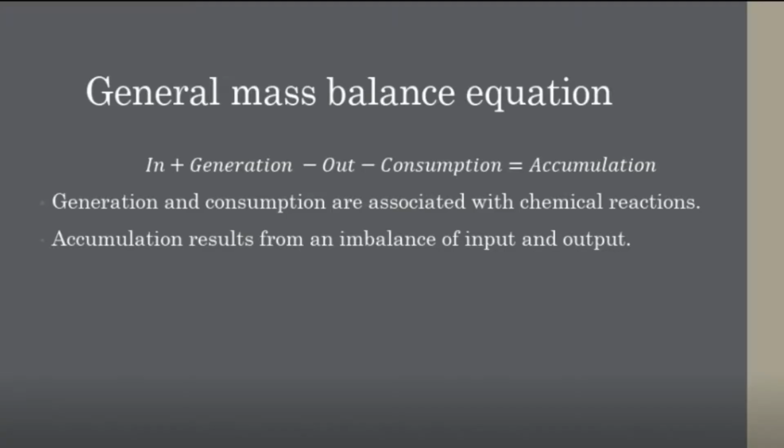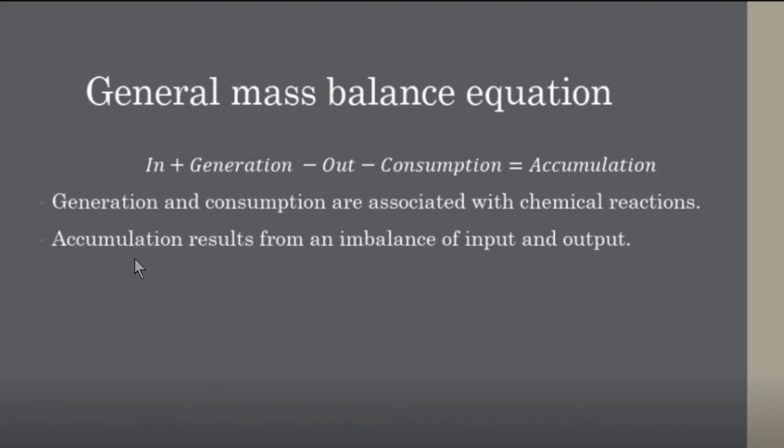Throughout our analysis of the material balance process, we will be dividing our systems into two categories. Those are reactive systems and non-reactive systems. Two out of five terms in our general mass balance equation pertain to reactive processes only. We have generation and consumption. Generation and consumption are determined by stoichiometry, and they are exclusive to reactive systems.